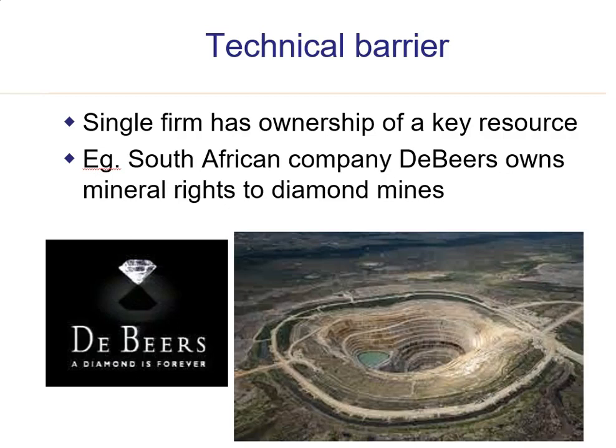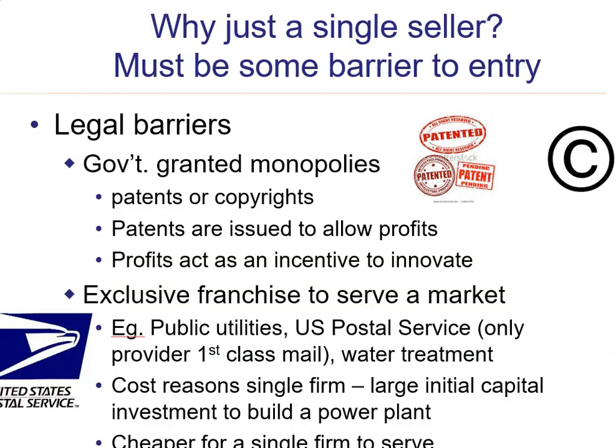And hey, I'm too late. South Africa's De Beers Company has already purchased these land rights. So they will have a monopoly going forward because they own the mineral rights to harvest these diamonds underground. Here's a diamond mine for De Beers. And finally, what else could make a single seller? Maybe there are some legal barriers to entry that the government has created, creating these monopolies. They have issued either a patent or a copyright to allow these inventors to profit from their innovations.